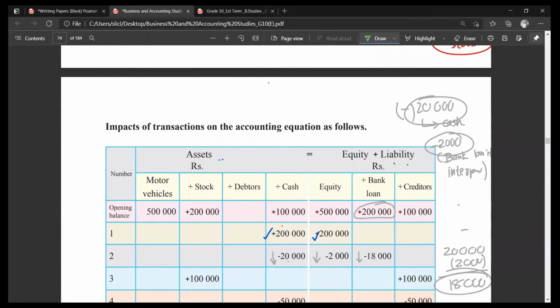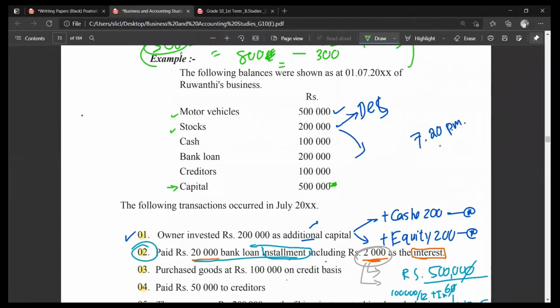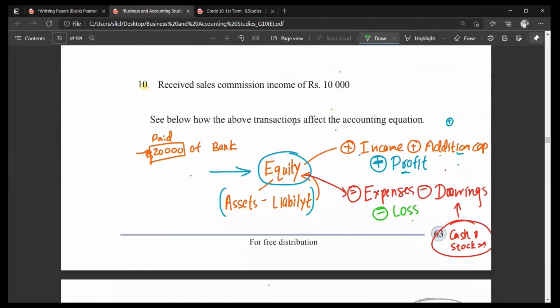So the columns of the table, right? So these are the columns. These columns of the table depend on the opening balances of the business, right? Here as opening balances we have, because these columns, like motor vehicle, stock, debtors, cash, will depend on the opening balances of the equation, right?